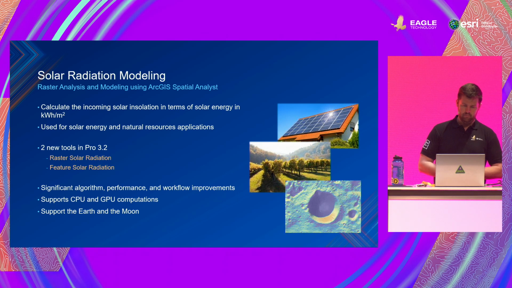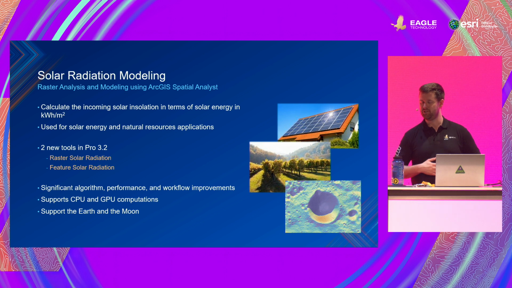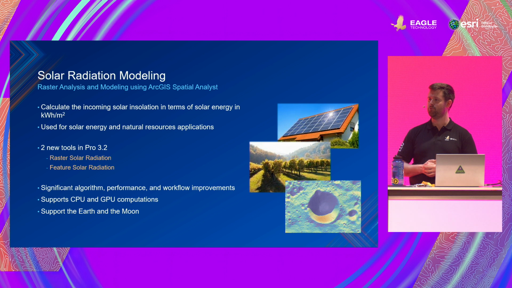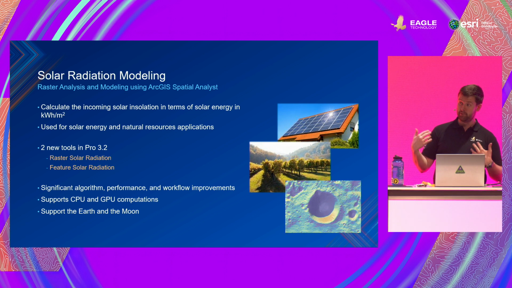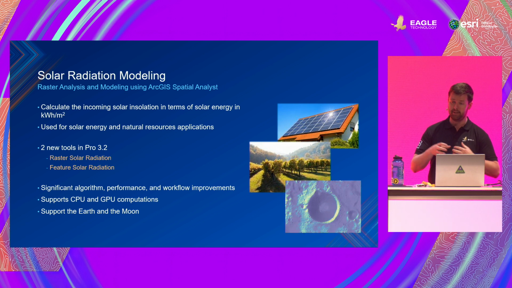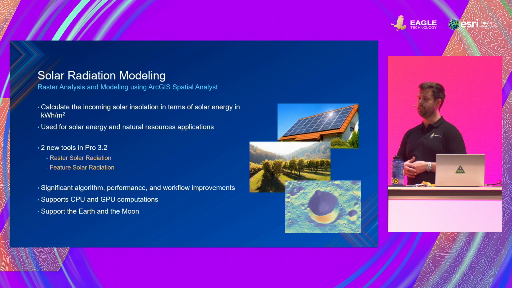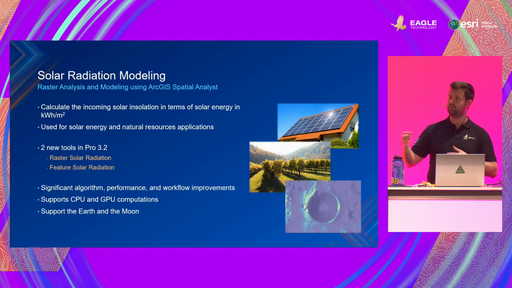You'll have noticed a lot of work around producing climate models and everything else, and taking climate action towards the changing environment, solar panels being one of them. And this is a really cool set of tools, released in 3.2, so it's not the latest release, they've been there for a little bit of time, but raster solar radiation and feature solar radiation being tools that allow you to capture the solar potential of a specific area of interest and really start putting those dishes where they're going to be best used.